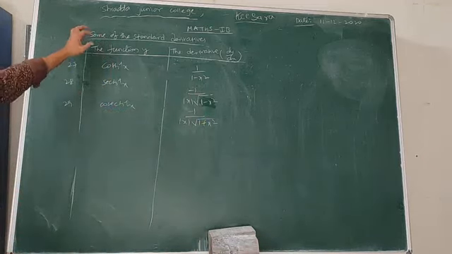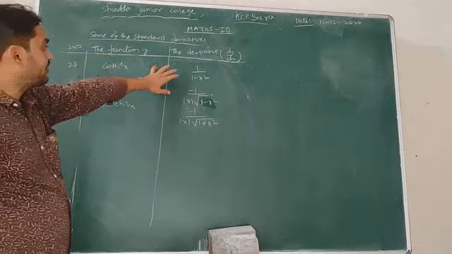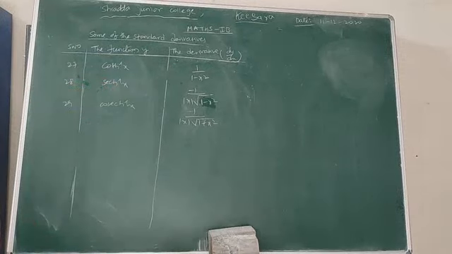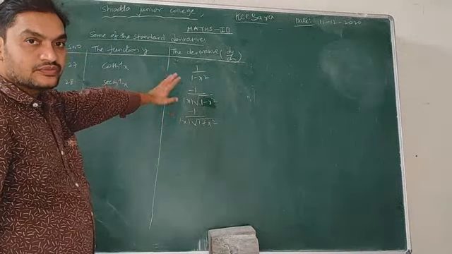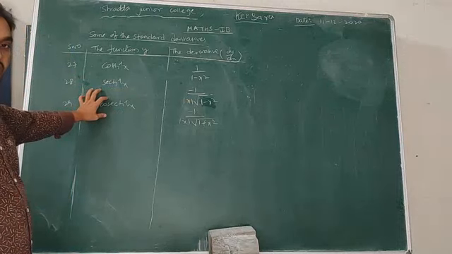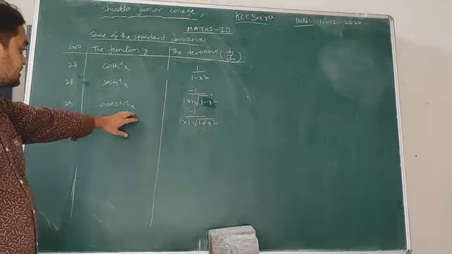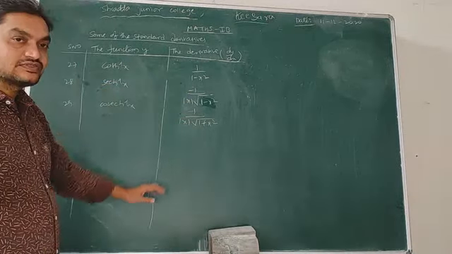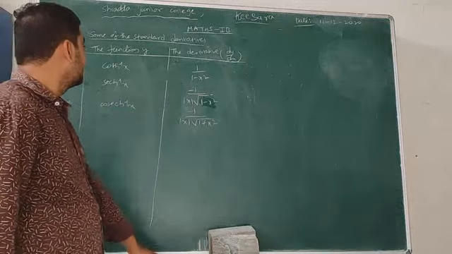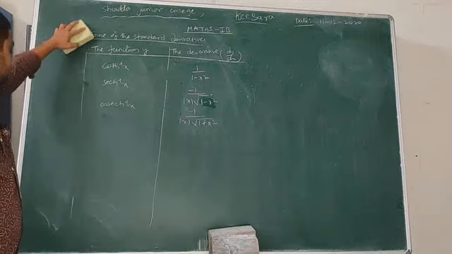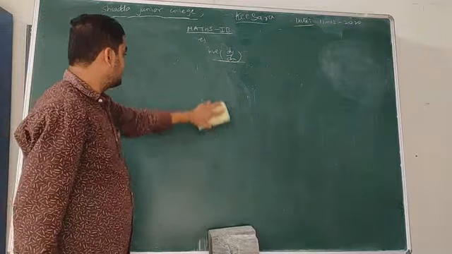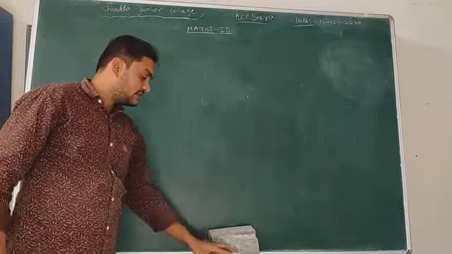So now d/dx of coth inverse x, 1 by 1 minus x square, d/dx of sech inverse x, minus 1 by mod x into root 1 minus x square. Next, d/dx of cosech inverse x is nothing but minus 1 by mod x into root 1 plus x square. These are our some important formulas in differentiation.